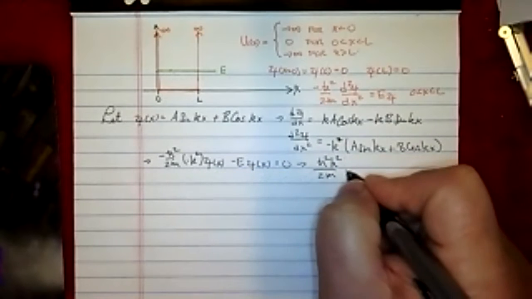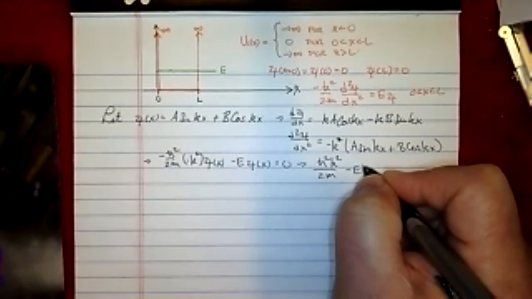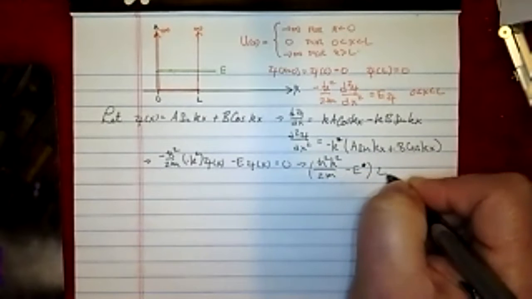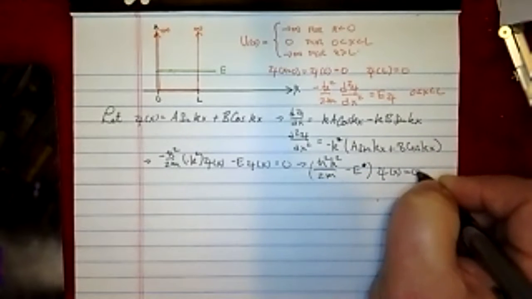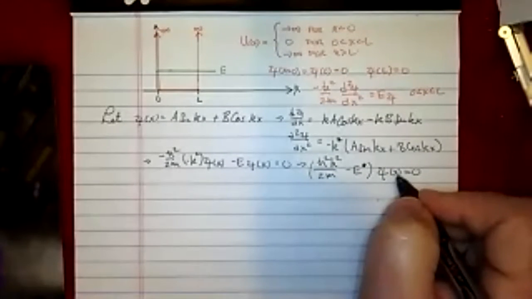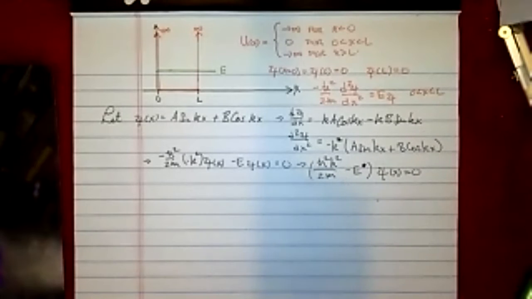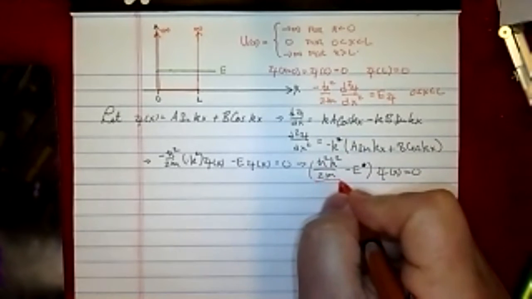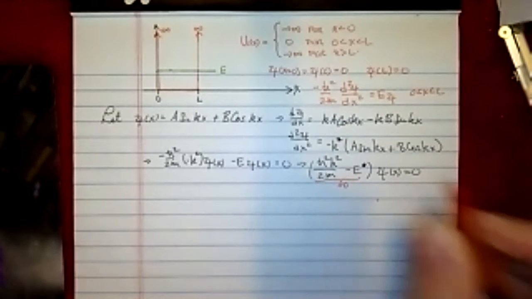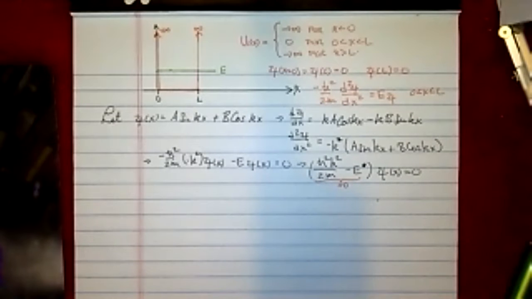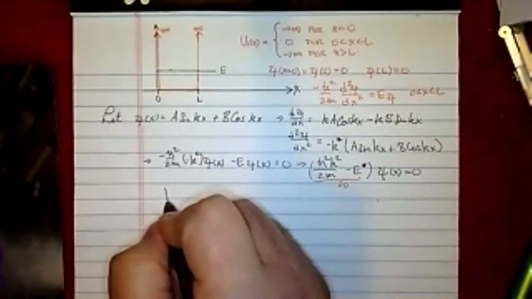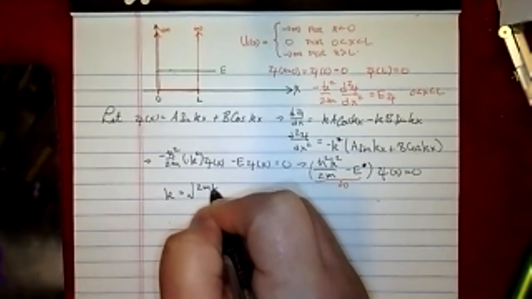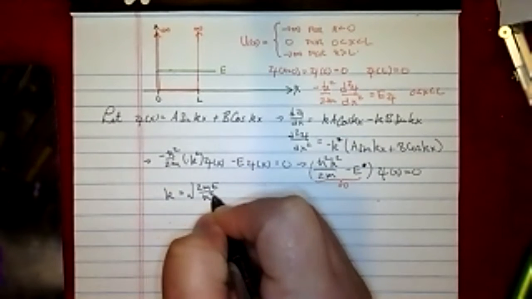That part's positive, minus e times psi of x is equal to 0. Now again, since this has to be true for all x, this must be equal to 0 identically. So this part is equal to 0. And that gives us a condition that must be met. Specifically, k has got to equal the square root of 2me over h bar squared.